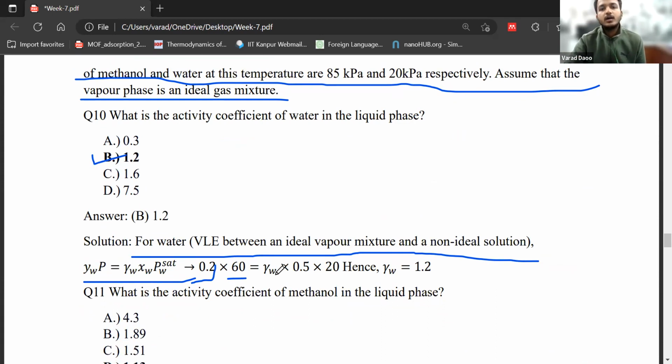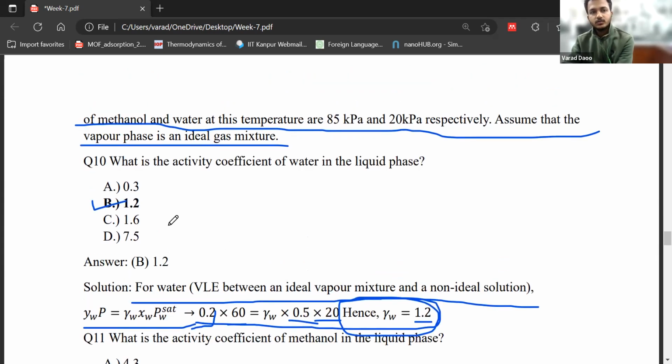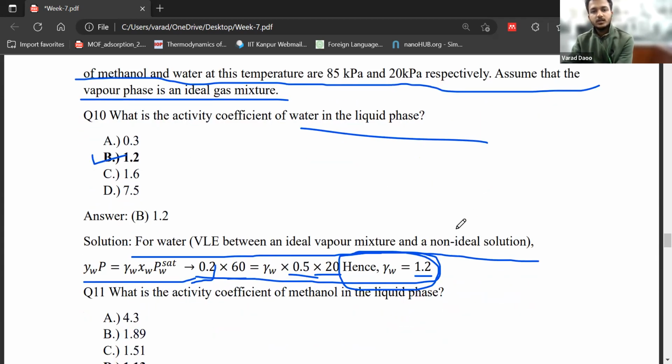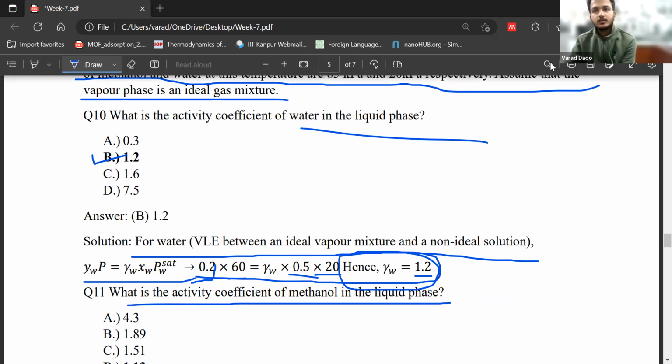The mole fraction of water in the liquid phase is 0.5, and the saturation pressure of water at mixture conditions is 20 kilopascal. Using this expression, we put in the known values and find that the activity coefficient of water in the liquid phase is 1.2. So that is what was asked. In the next question, we are asked for the activity coefficient of methanol. In similar terms, you can try question number 11 as well. I'll give a couple of minutes for you to try.